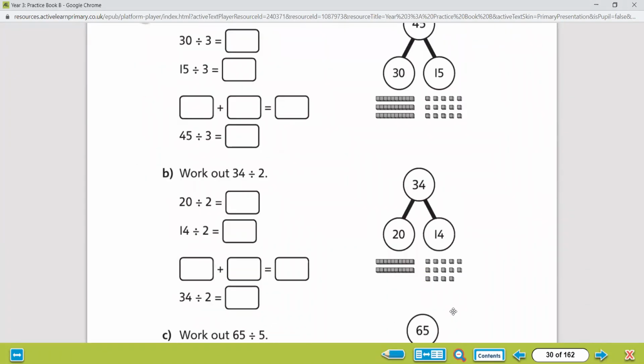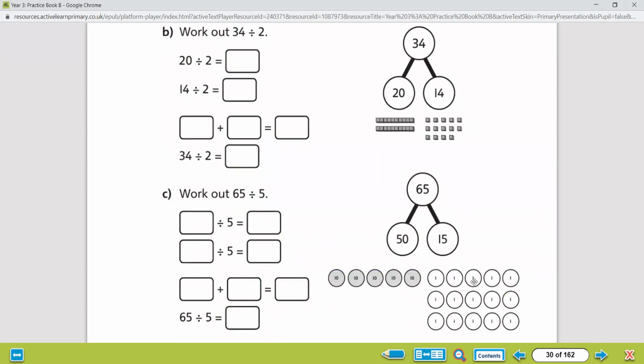I'd like you to pause the video now because I'd like you to have a go at working out 1c. So it's 65 divided by 5. It's been partitioned into the numbers 50 and 15. So those are the numbers that are going to have to go here. Good luck. You'll be brilliant.